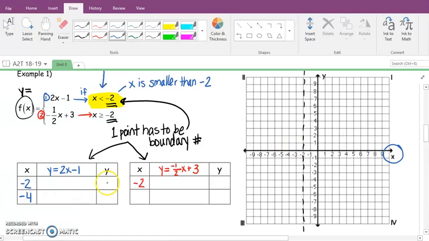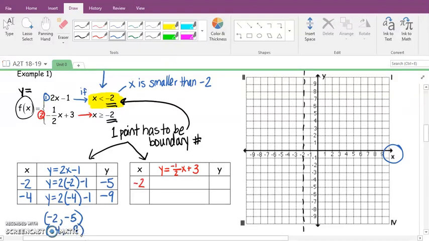And to figure out my y value, I'm going to plug these x values in. So it'll be y equals 2 times negative 2 minus 1. 2 times negative 2 is negative 4, minus 1 is negative 5. Alright, and I'll do the same thing for my second one. 2 times negative 4 minus 1. So that's negative 8 minus 1 is negative 9. All right, so I have my 2 points here. I have negative 2, negative 5, and I have negative 4, negative 9.